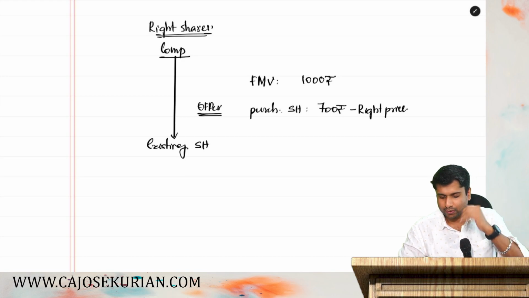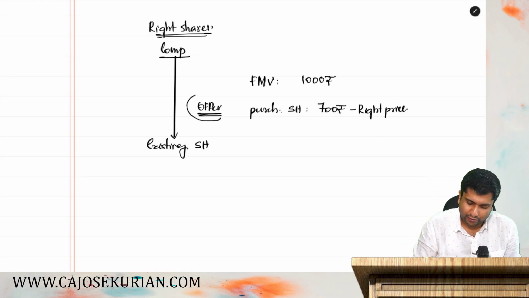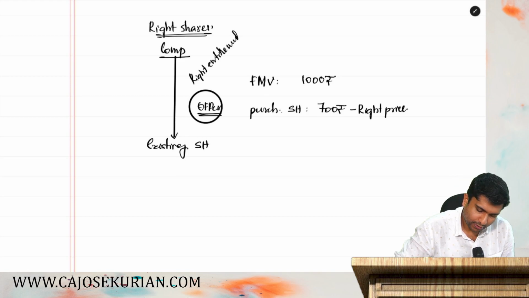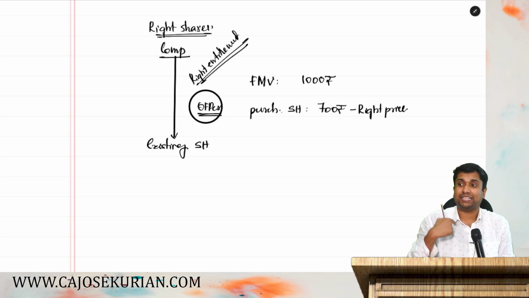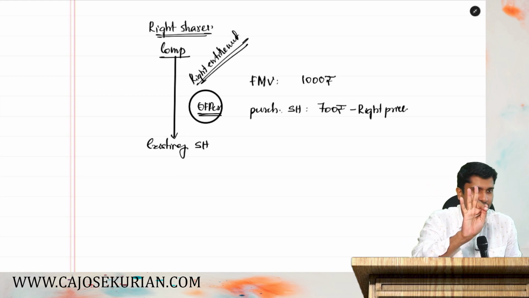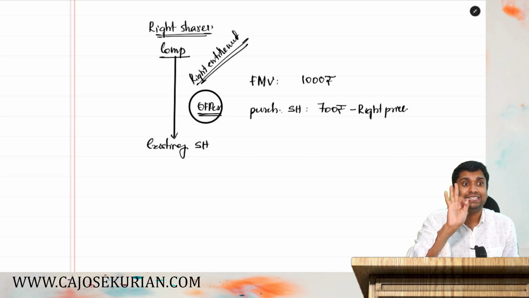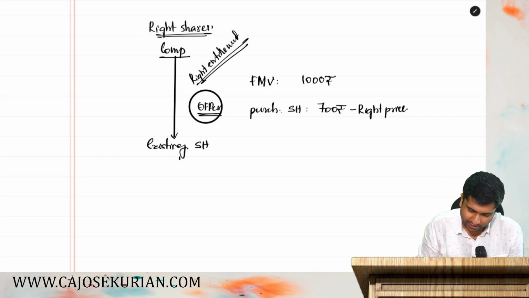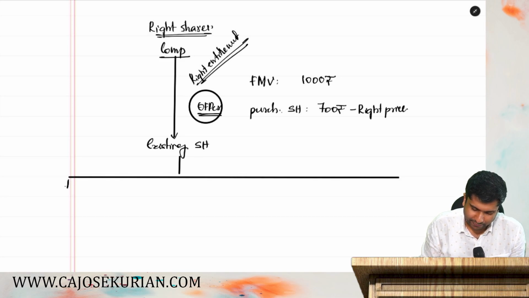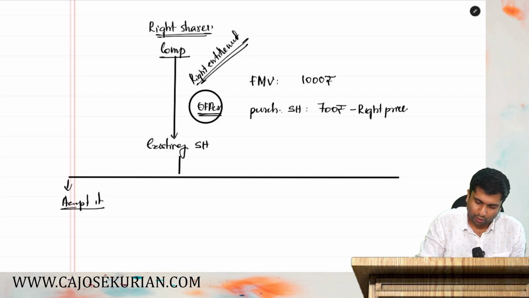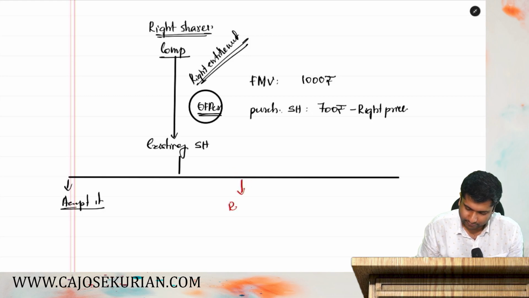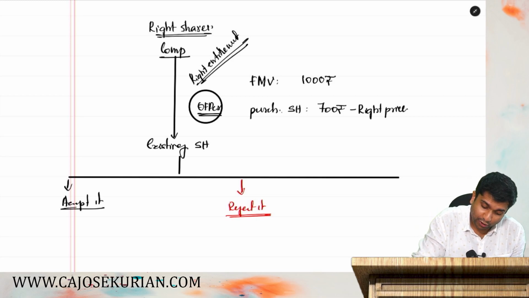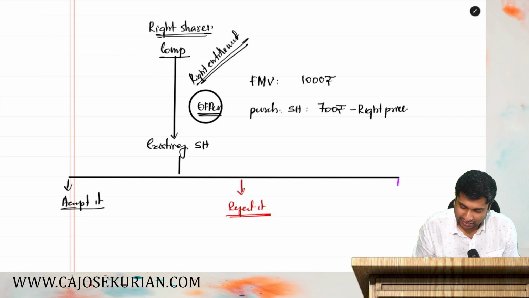Now listen, this right price and this offer is called the right entitlement. So I am an existing shareholder with a right entitlement. I have three options. Are you all listening? What are my three options? Either I can accept it, or I can reject it, or I have another option. Most of the shareholders will go for that: renounce.